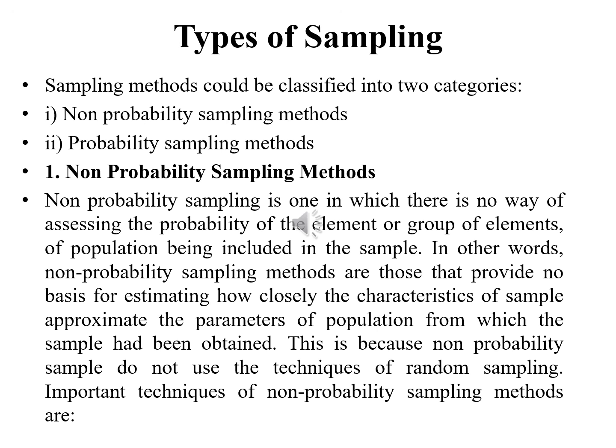Now let's see the types of sampling. Sampling methods can be classified into two categories: one is called non-probability sampling and the other is called probability sampling. Okay, now let's first understand what is meant by non-probability sampling.